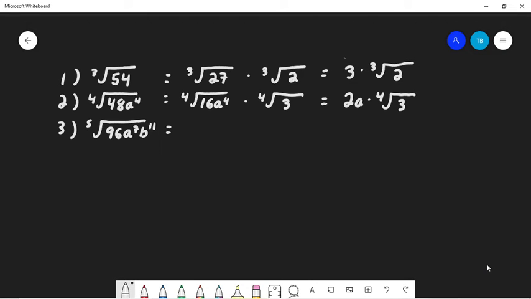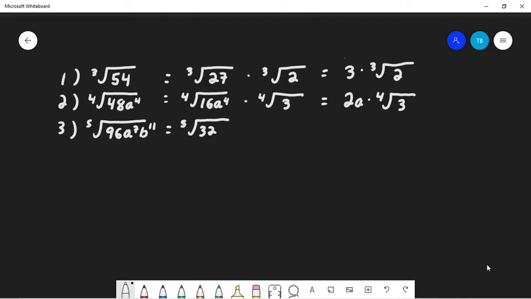The highest perfect fifth factor of 96 is going to be 32. So when we're writing out our highest perfect fifth, it's going to be the fifth root of 32. And then we have to take a look at each of the variables in turn. So a to the seventh.